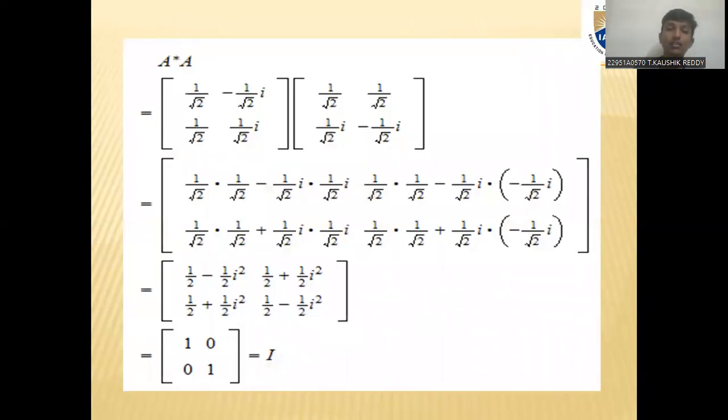So A star A is nothing but the matrix 1 by root 2, minus 1 by root 2 i, 1 by root 2, 1 by root 2 i, into 1 by root 2, 1 by root 2, 1 by root 2 i, minus 1 by root 2 i. We'll get 1 by 2 minus 1 by 2 i square, 1 by 2 plus 1 by 2 i square, 1 by 2 plus 1 by 2 i square, 1 by 2 minus 1 by 2 i square. We'll get 1, 0, 0, 1. So this is nothing but an identity matrix.